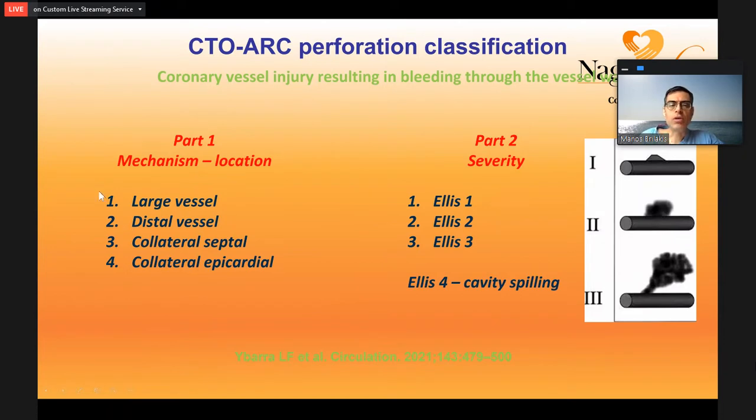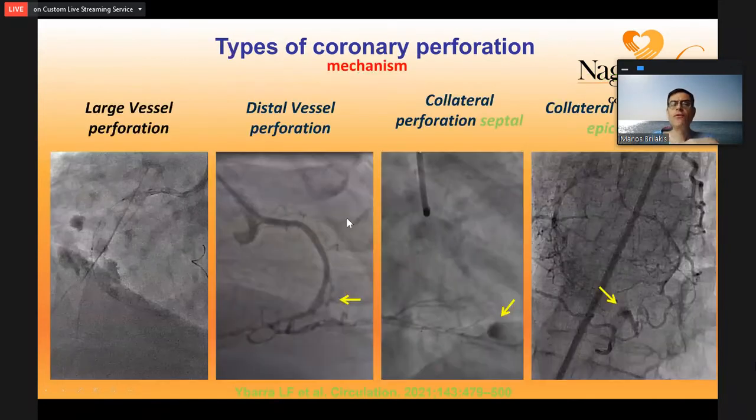But now, as shown on the CTO ARC document just published, what is also very important is to know the location of the perforation. If this is a large vessel perforation, distal vessel, or collateral vessel perforation. And the reason for that is that management is different. So for large vessel perforation, you need a covered stent. For distal vessel perforations, usually it's fat or coil embolization, and the same for perforation of septal or non-septal collaterals.